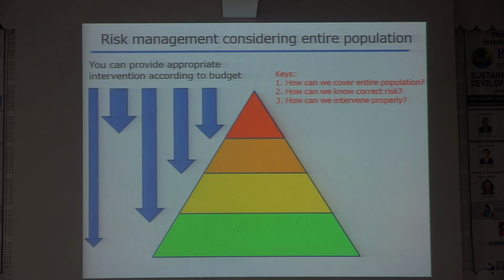But if you have a fixed budget, you can make intervention thinner but deeper, or thicker but shallower. You can select by your strategy. So this is risk management, population risk management.